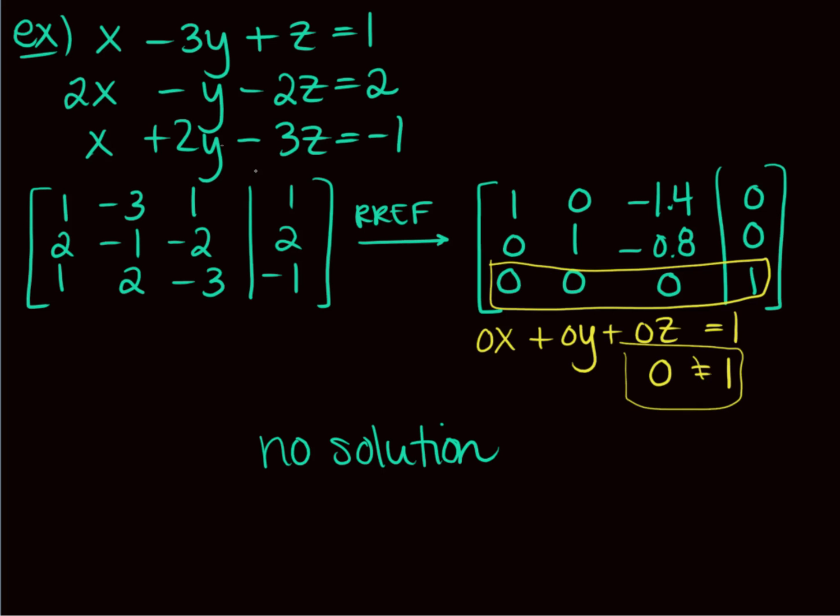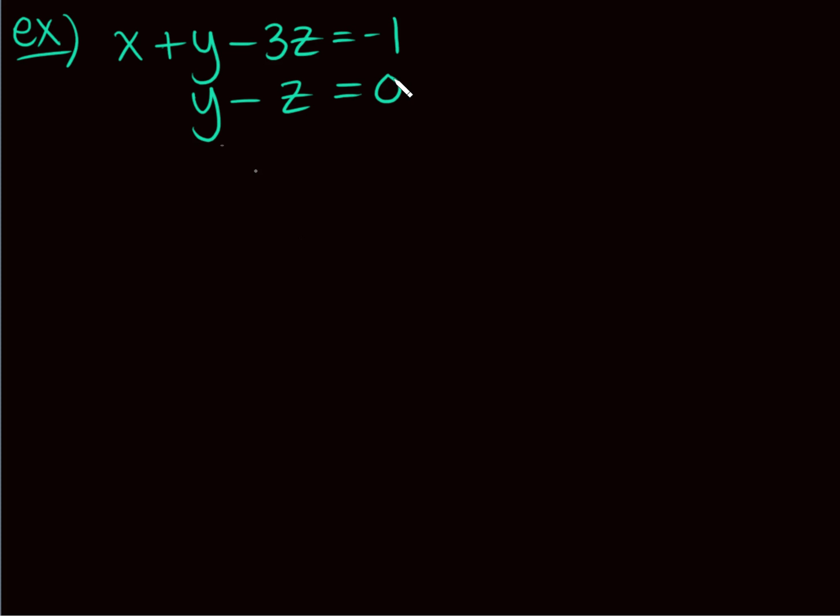All right, I want to do one more and then we'll call it good. There's one other thing that could happen that is kind of exciting, and I just want to talk about it. So let's solve again using a matrix, and here's the system. x plus y minus 3z equals -1. Then I'm going to have 0 x's, but I'm going to have y minus z equals 0. Then I'm going to have -x plus 2y equals 1.